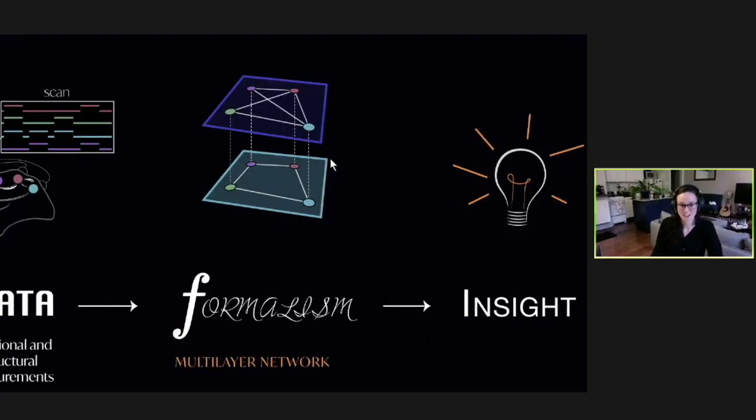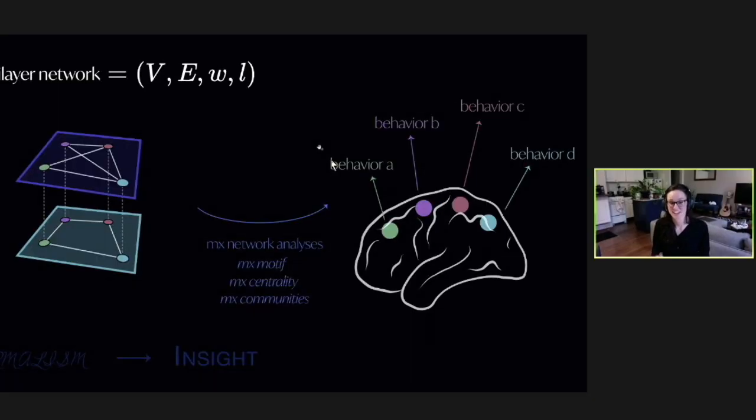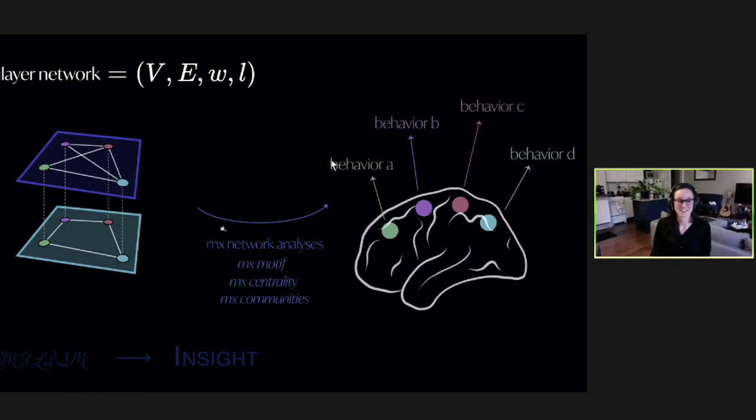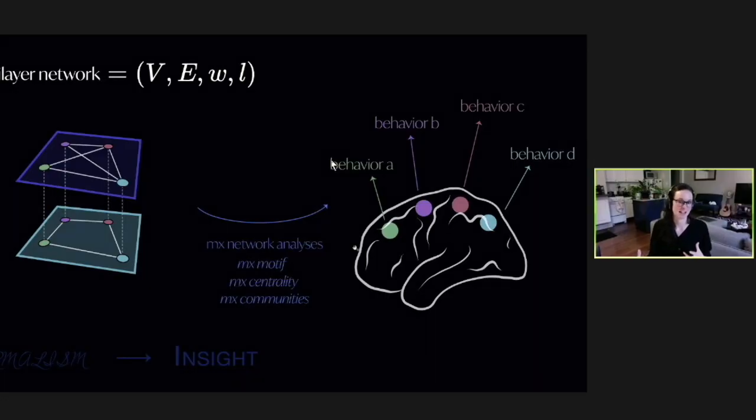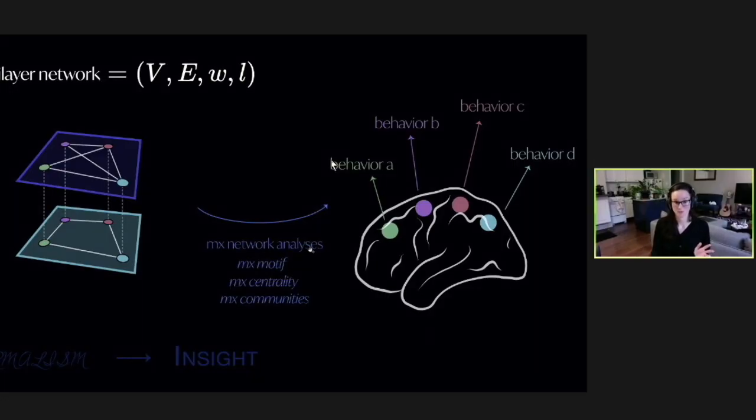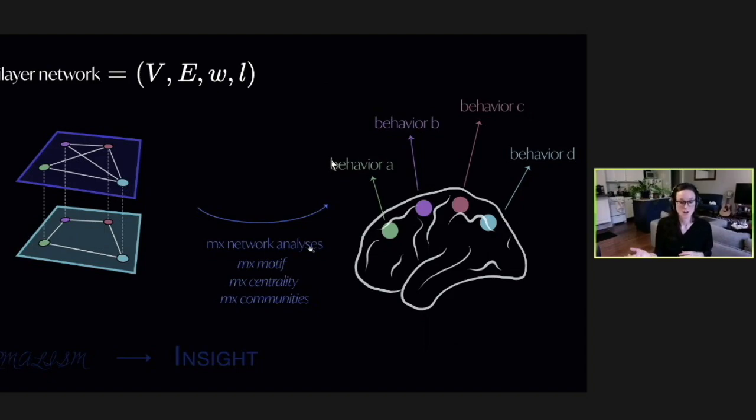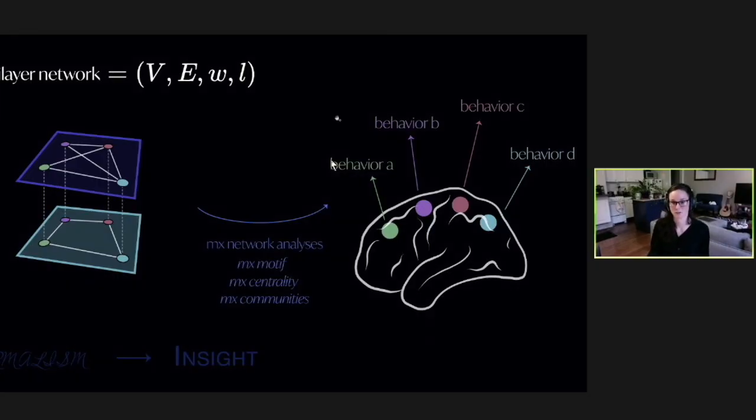All right, so then finally moving from formalism to insight, what can we do once we have our data encoded as a multilayer network? Well, many of the things we know and love from network science. Sometimes multilayer or multiplex is abbreviated as MX, which I've done here. So we can do multilayer network analyses. For example, as before, we can find multilayer motifs, compute multilayer network centrality, and detect multilayer communities, all with hopes of better understanding the behavior of the brain.